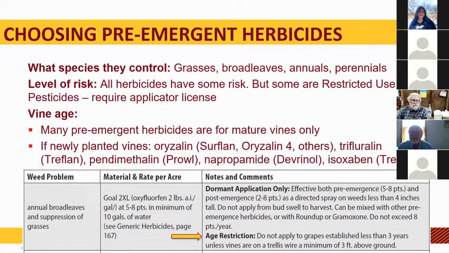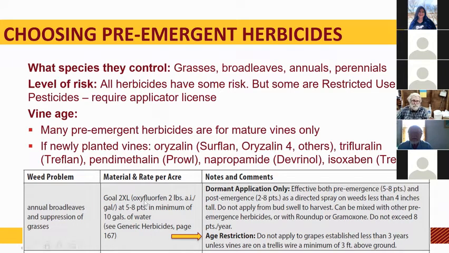So with pre-emergents, just like I would with post, think about what weed species they actually control. Then think about the level of risk, but also with pre-emergents, we have to think about the age of the vines. There are a lot of pre-emergent herbicides that are only meant for mature vines, and they cannot be sprayed on young vines. That's called an age restriction. And they have the age restriction because it has been found to cause injury on young vines.